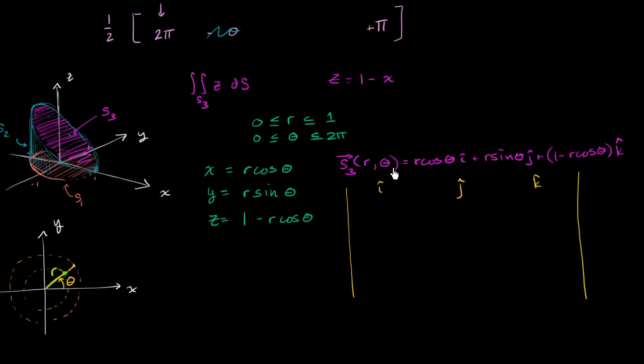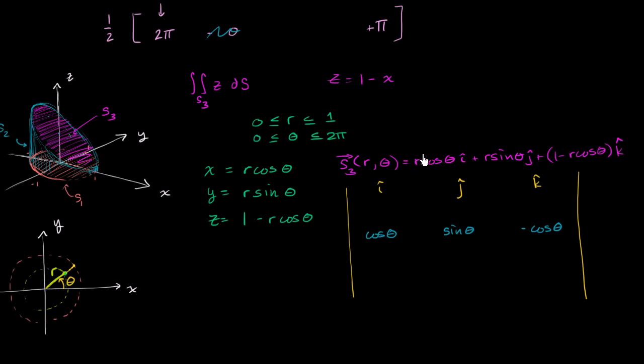And so let's take the partial of this with respect to r. I'll do it in blue. The partial of this with respect to r is just cosine theta, so this is going to be cosine theta. The partial of this with respect to r is sine theta. And the partial of this term right over here with respect to r is negative cosine theta. Now let's take the partial with respect to theta.